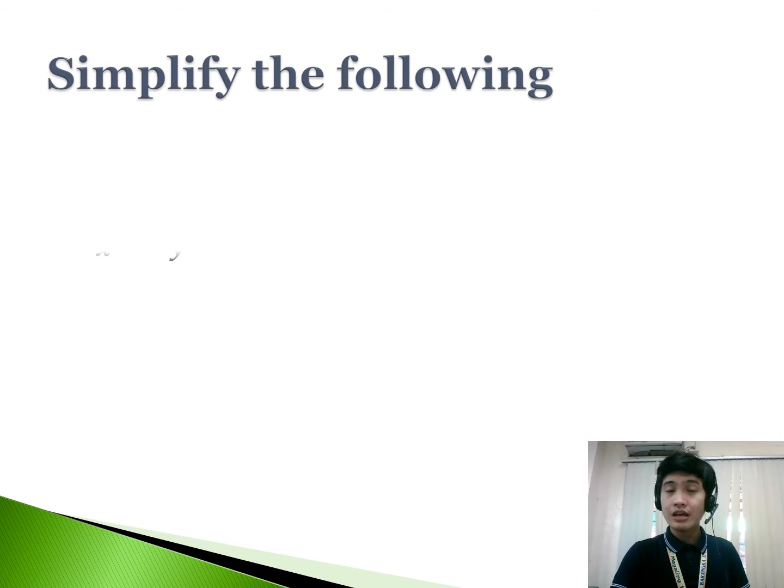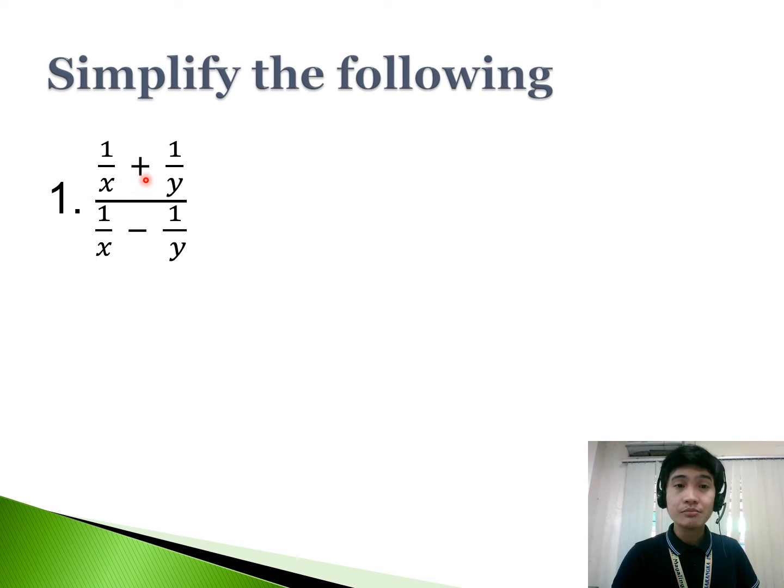Okay, so let's proceed to our example. Simplify the following. Our first example is 1 over x plus 1 over y all over 1 over x minus 1 over y. So, ang una natin gagawin pagka nagsisimplify tayo ng complex rational expression is we need to get the LCD or the least common denominator. The mere fact na binanggit natin ang least common denominator, magko-concentrate tayo sa mga denominators ng fractions na involved sa ating example. So, ang denominators na involved sa atin ay x, y doon sa taas, and then x, y doon sa baba or denominator.